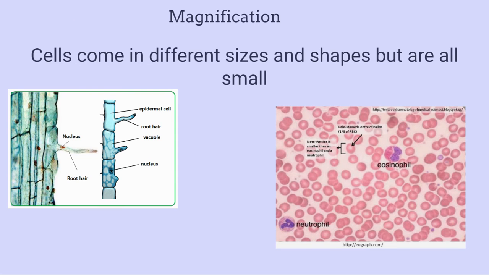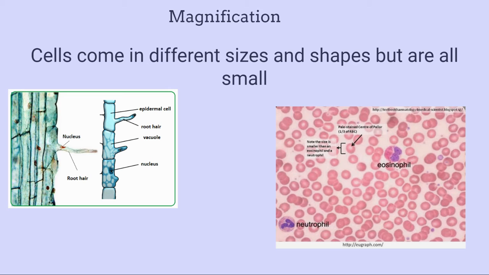So magnification. Let's define magnification and talk about it. All cells come in different sizes and different shapes, but the thing is they are all small. I have a couple different examples of different types of cells that we would maybe look at. The one on the one side, the green ones, are what we would call root hairs. This hair cell is, I want to say, 15 nanometers in length. And the one on the other side is red blood cells, and what you're looking at are the red circles.